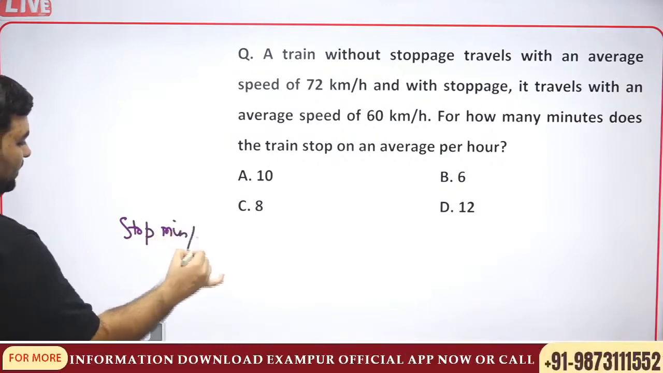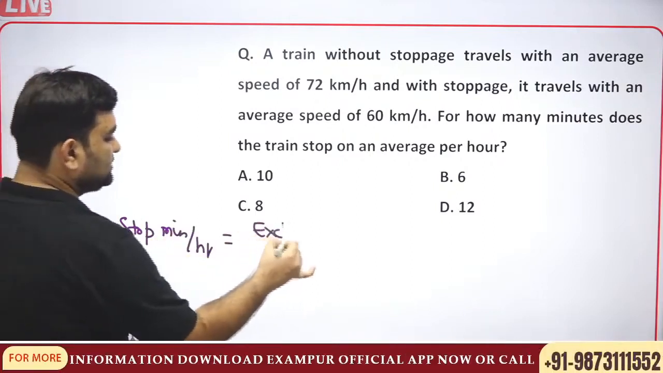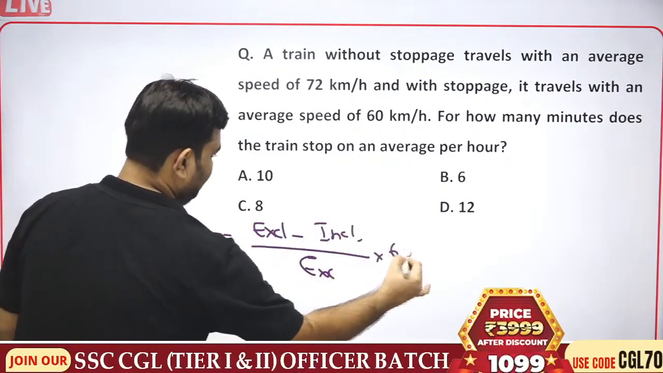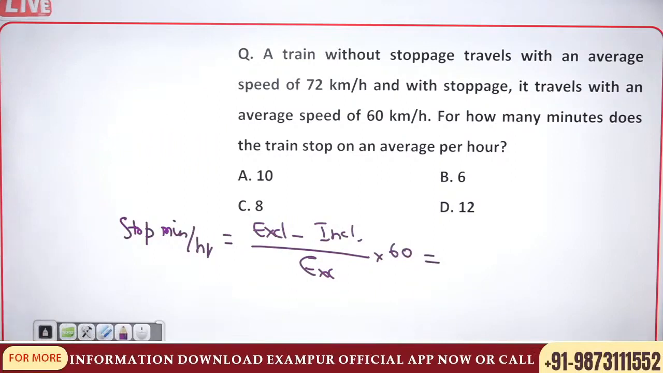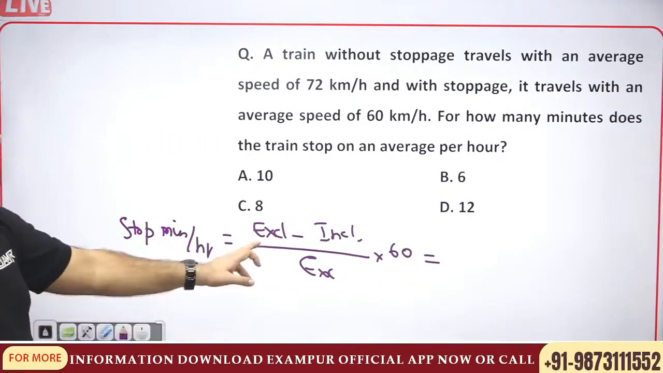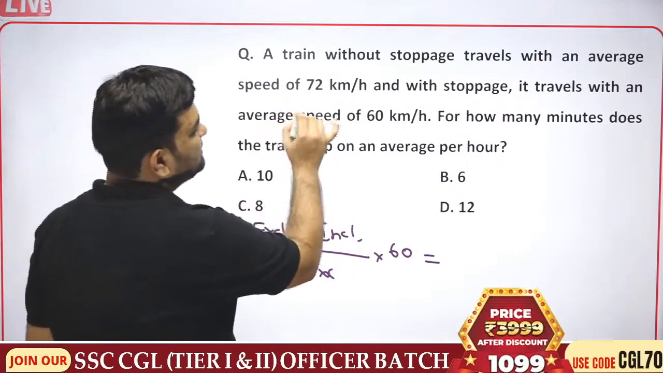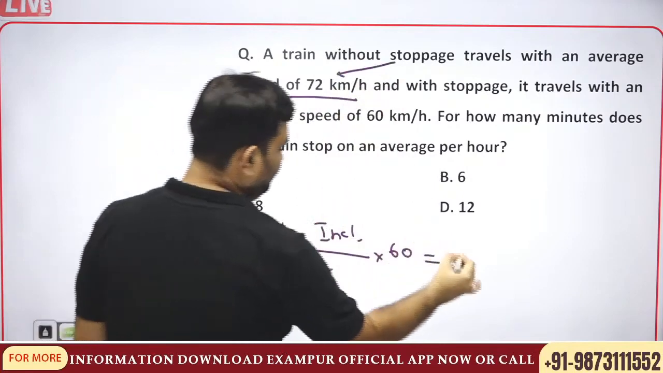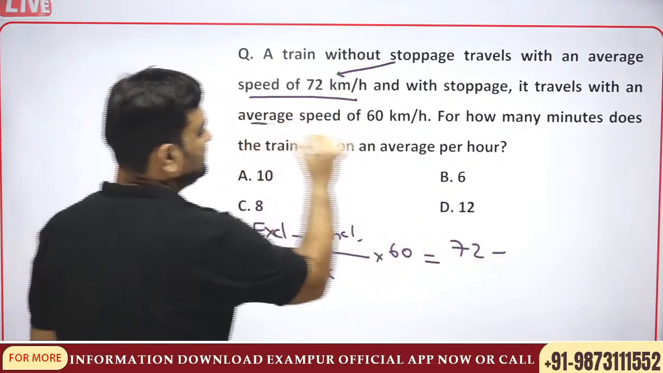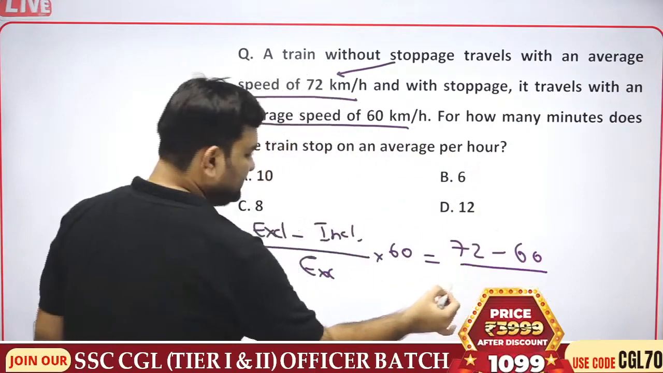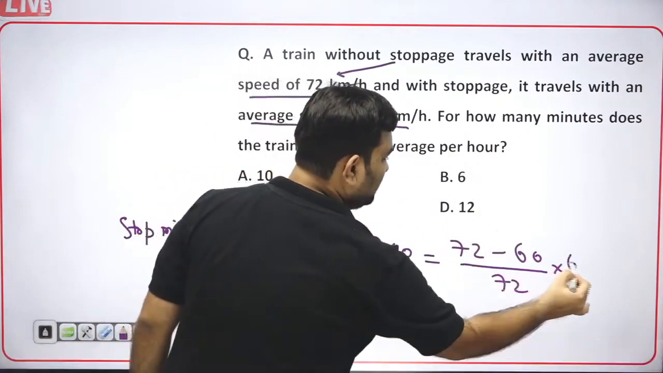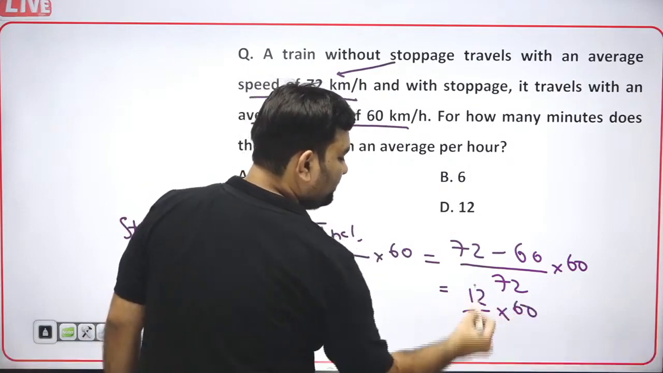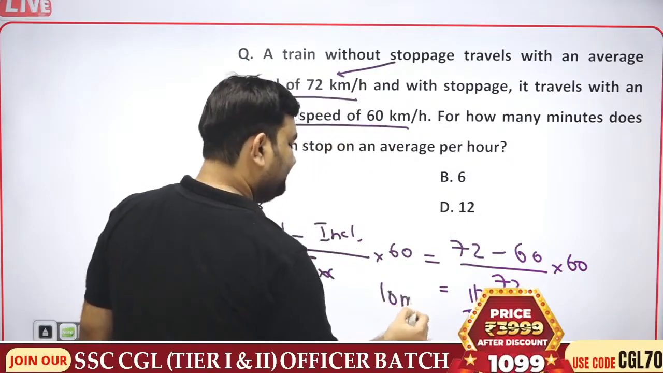Stoppage minutes per hour is excluding speed minus including speed, upon excluding speed, into 60. Excluding stoppage 72, including stoppage 60, so 72 minus 60 upon 72 into 60. 10 minutes per hour.